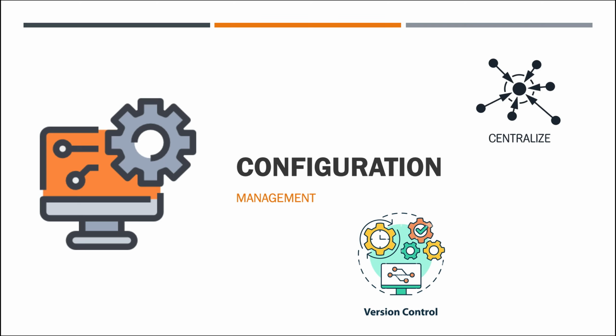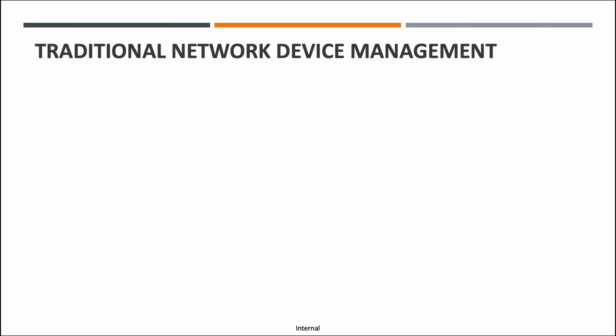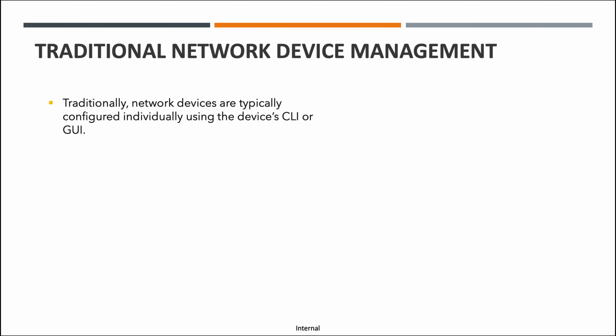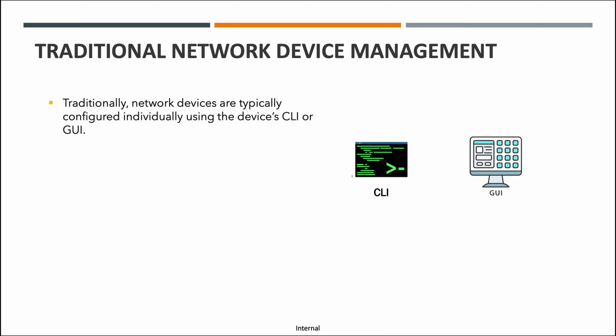Everyone. In this session of CCNA series, I will discuss configuration management in automation. Traditionally, network devices such as routers, switches, and firewalls are typically configured individually using device CLI or web-based GUI. The configuration is stored locally on each device in NVRAM such as flash memory and is loaded into the memory when the device boots up.